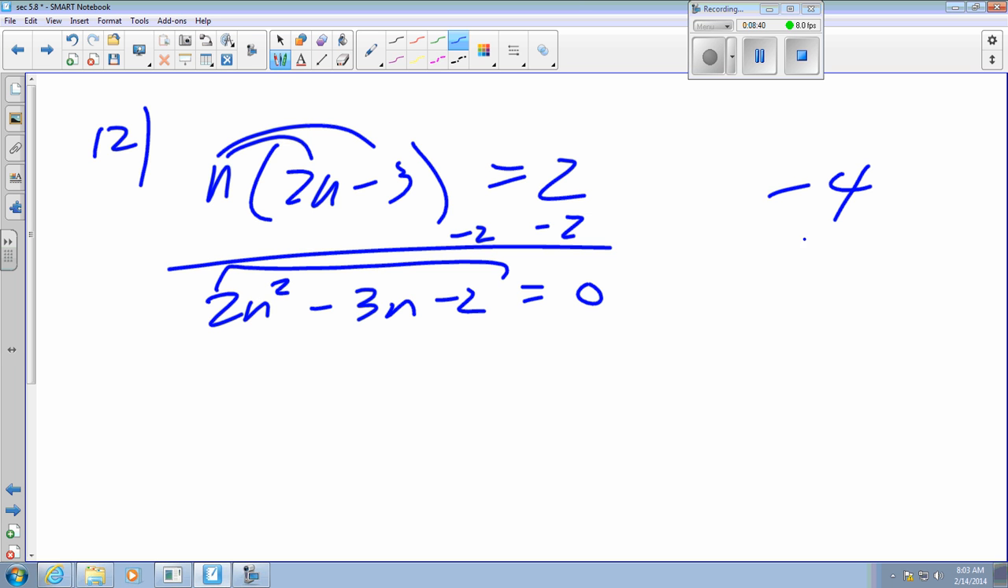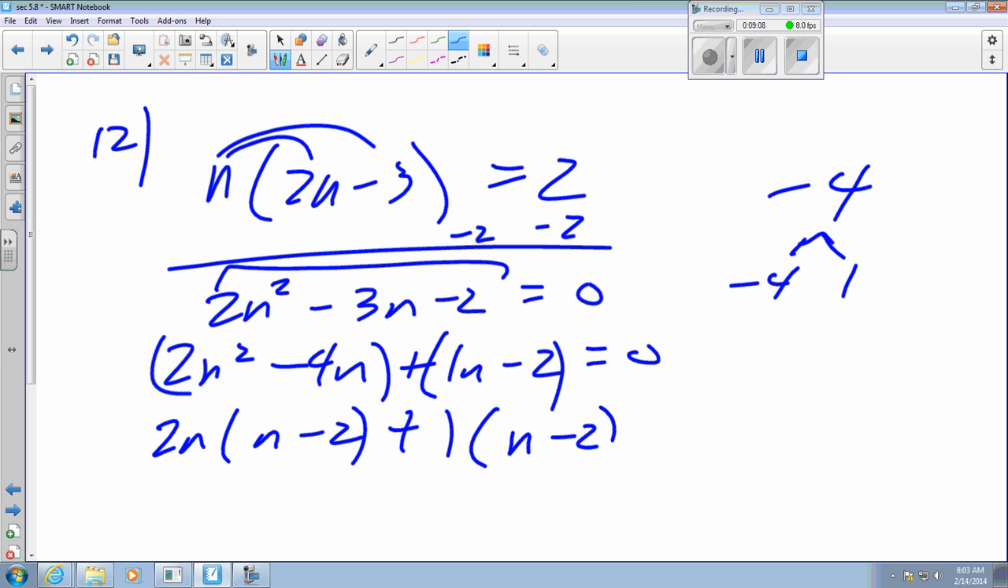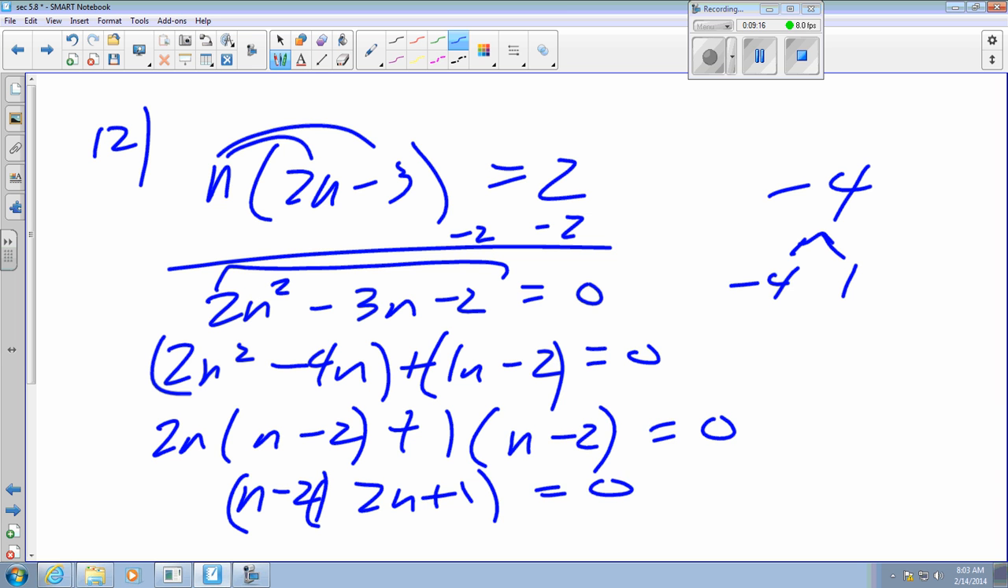My AC gives me negative 4. Factors of negative 4 that add up to negative 3. I'm going to go with negative 4 and 1. I have to replace my middle term because there is a number in front of the squared term. I get negative 4n plus 1n minus 2. Groupity, group, group, group. Greatest common factor here looks like a 2n, leaving me with n minus 2. Looks like I can take a 1 out of there, n minus 2. Rewriting it, I get n minus 2 times 2n plus 1 equals 0.